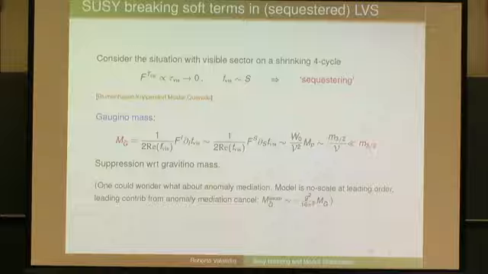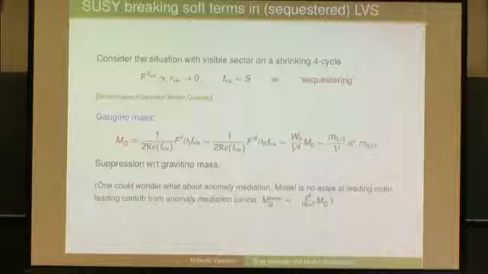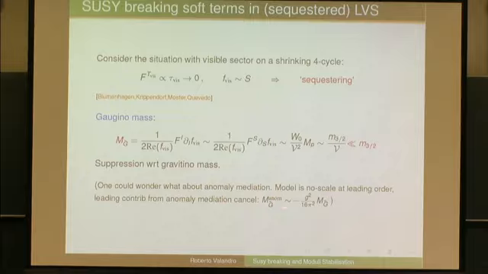Now one could wonder: if we have this sequestering, then doesn't anomaly mediation contribute more? No, because here we are in no-scale models. Again, there is a cancellation between the leading terms, and what we have is that the contribution to the gaugino mass from anomaly mediation is suppressed by this factor with respect to this one.